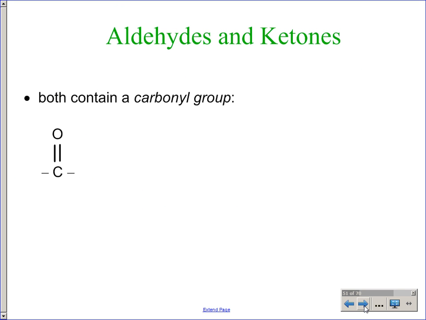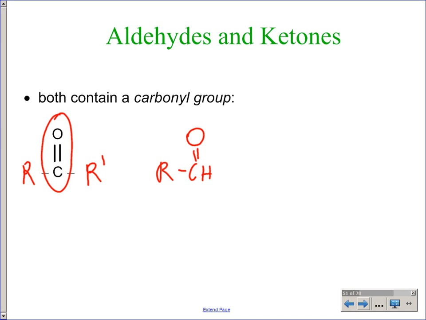Aldehydes and ketones have another similar group, but it's called a carbonyl group. So the carbonyl group looks like this, and you'll see 2 sides or just a single side that is a continuation of the carbon chain. So you'll see different ones, but the carbonyl group is the one with just a C double bonded O, and it's present in both ketones and aldehydes.